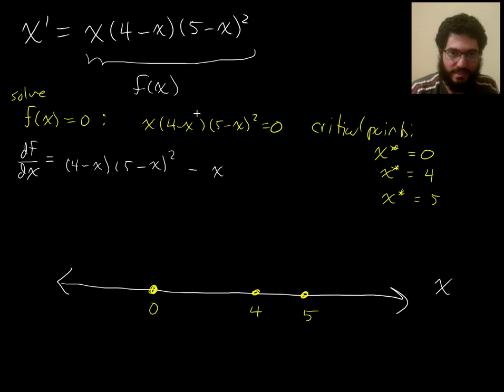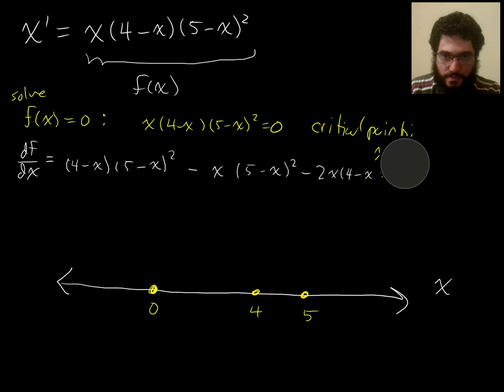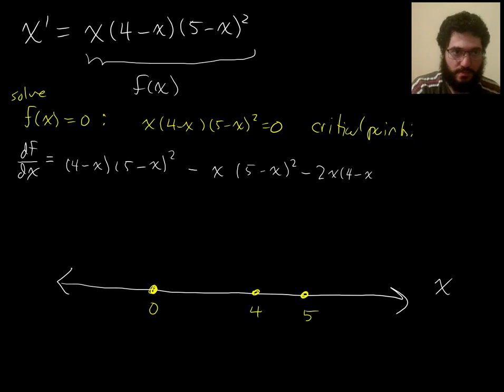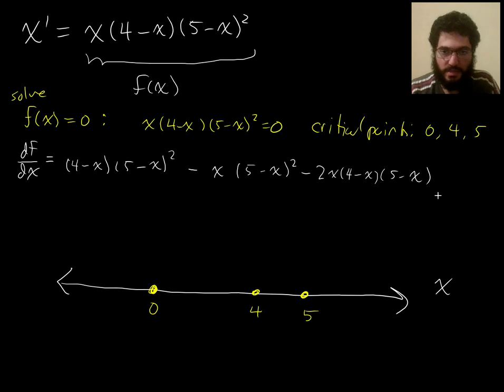So the derivative of 4 minus x is negative 1. And the derivative of 5 minus x squared is negative 2 times 5 minus x. Let me make some room here. Critical points were 0, 4, and 5. I think we get that. And then plug in x equals 0, x equals 4, x equals 5, and see what you get.